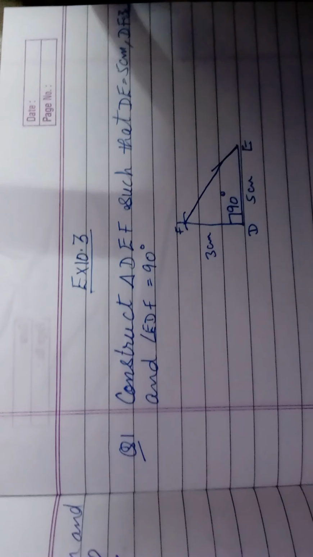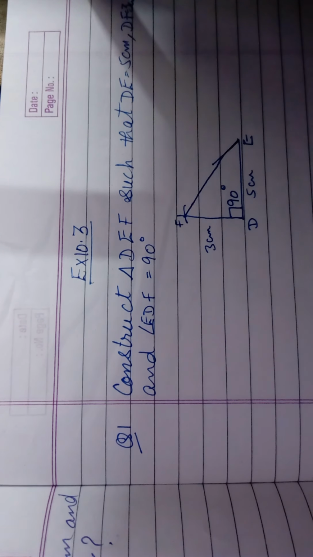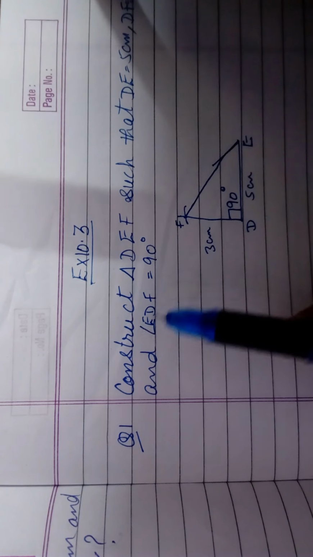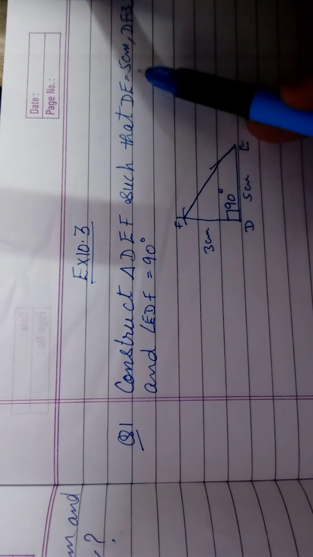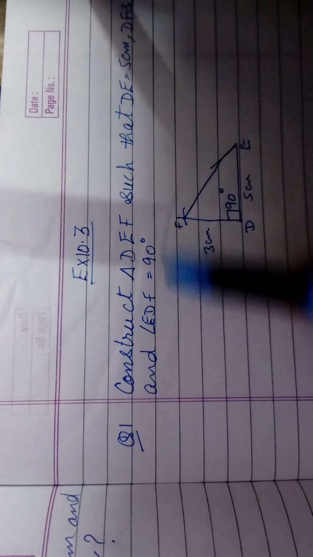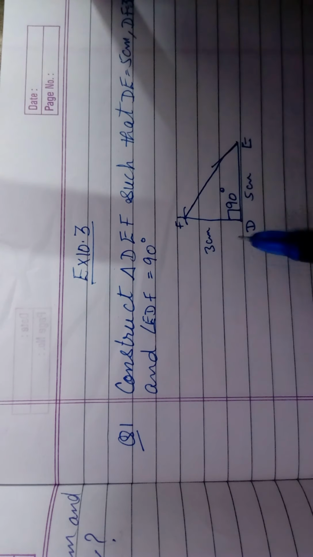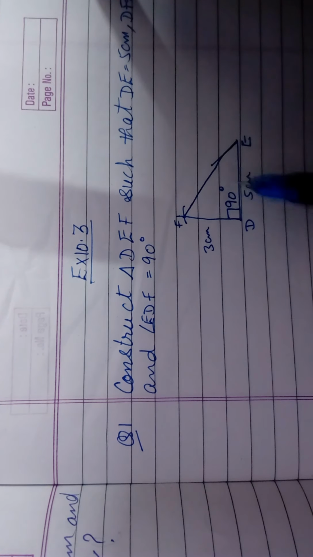Good morning students. Today we are going to start exercise 10.3. Construct triangle DEF such that DE is 5 cm, DF is 3 cm and angle EDF is 90 degrees. Now first we will draw a rough figure.